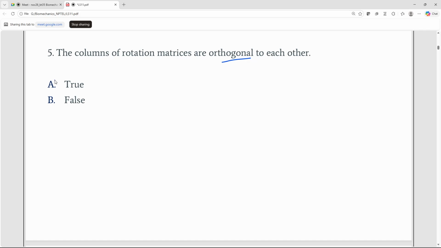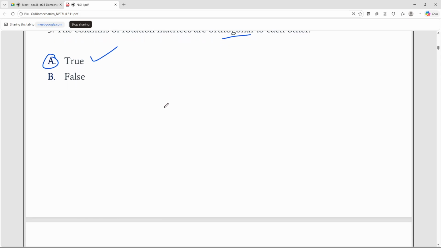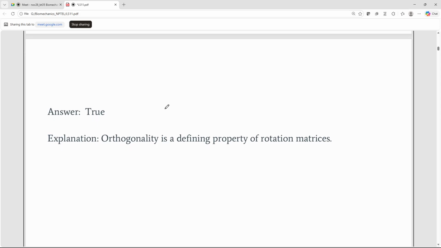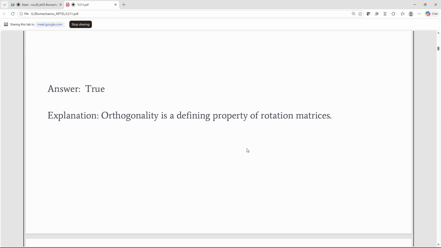Correct answer is option A, true. The columns of a rotation matrix are orthogonal to each other, and that's a property of rotation matrices. So orthogonality is a defining property of rotation matrices.